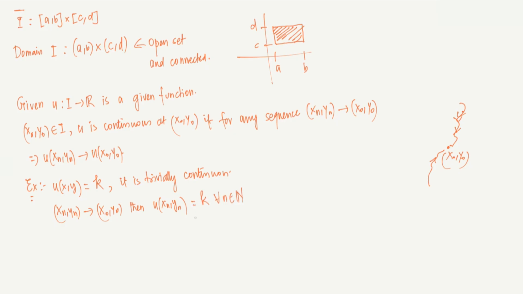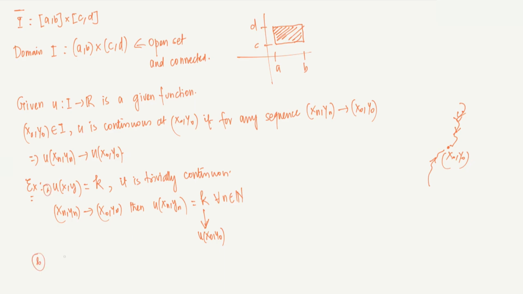So u(x_n, y_n) doesn't really matter what the (x_n, y_n) are. u(x_n, y_n) is going to be k, and that will of course converge to u(x_0, y_0), right? So it is trivially true. Hence it is continuous. So that's one example.